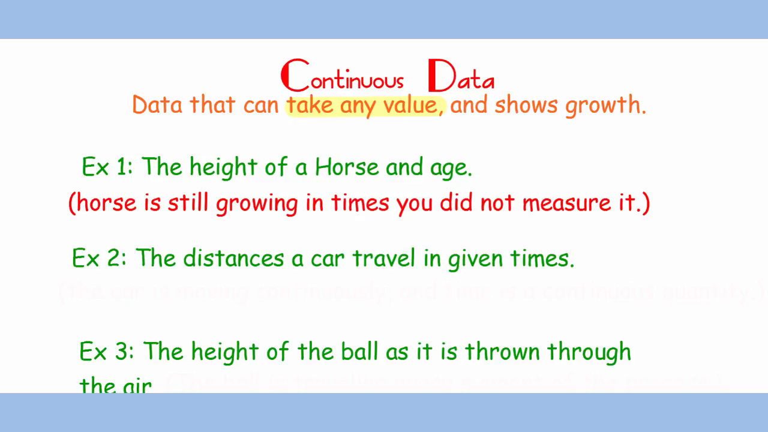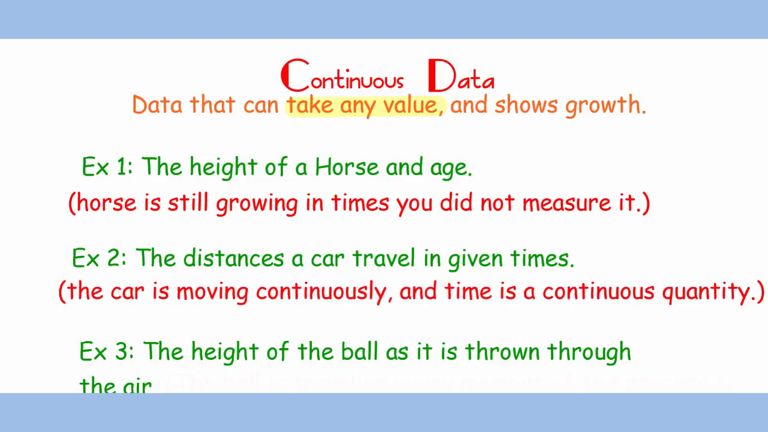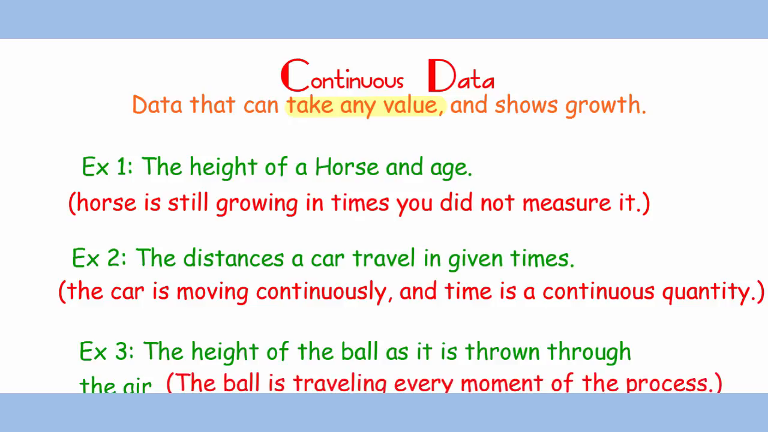Example number 2, the distance a car travels in a given time. Again, since the car is moving continuously and time is a continuous quantity, it makes sense to connect the points. Example number 3, the height of a ball as it is thrown across the air. It would make sense to connect the points because the ball is traveling every moment of the process.